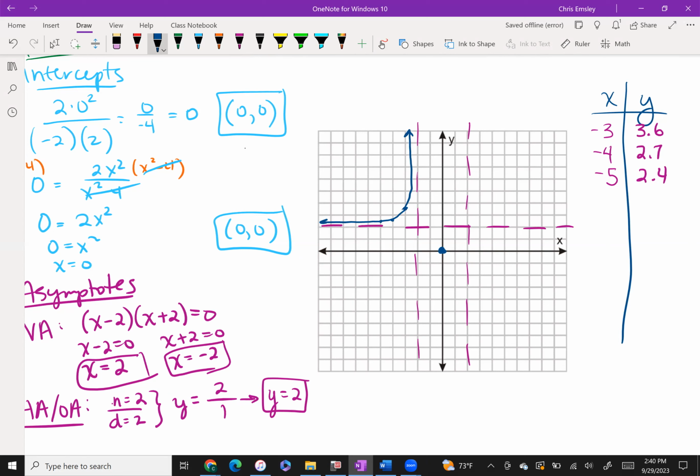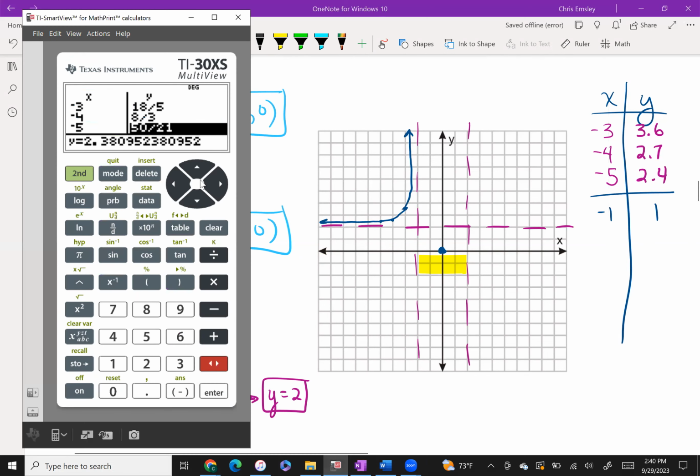Now I want to look for some x values in between these two vertical asymptotes. I already have one at x equals 0, so I don't need to do that. How about -1 and +1? Those are the other two whole numbers in there. Let's go back to our table again, just because we have it already typed in here. -1 and +1. We get -2/3 for each.